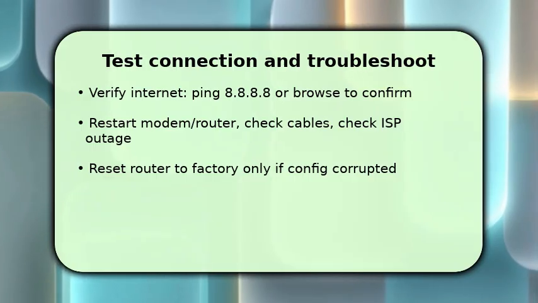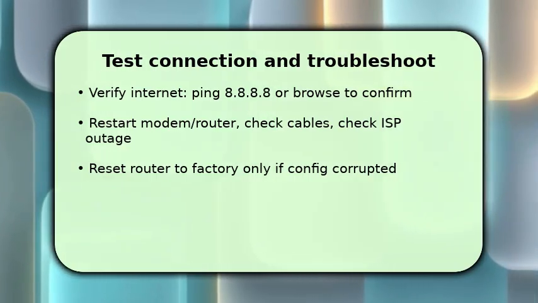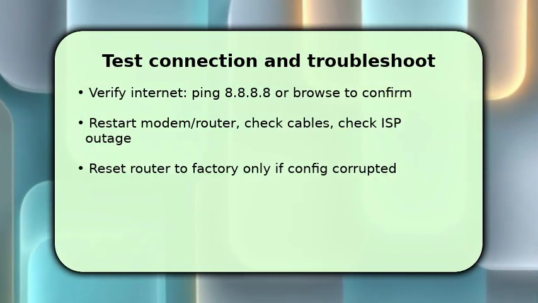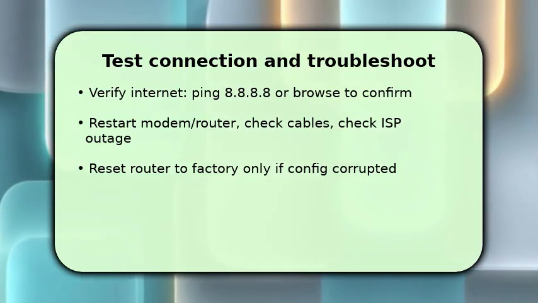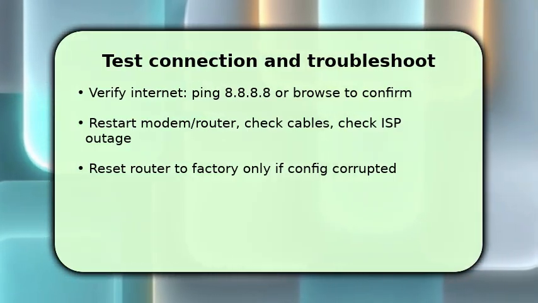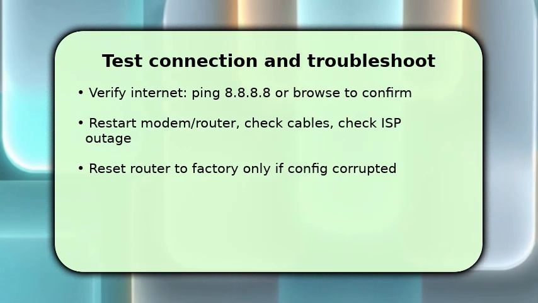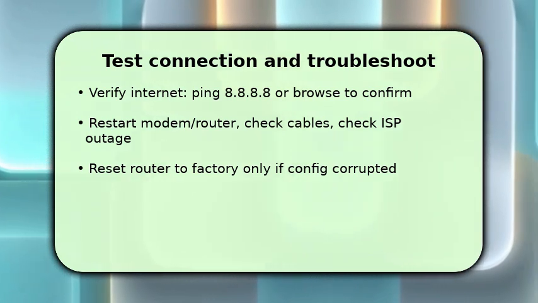If the problem persists, reboot devices, inspect the WAN IP on the router, and only perform a factory reset if settings are corrupted. After reset, reconfigure SSID and security to restore safe operation.